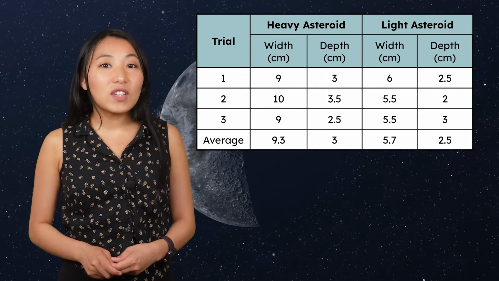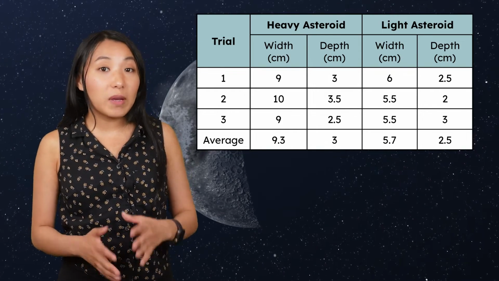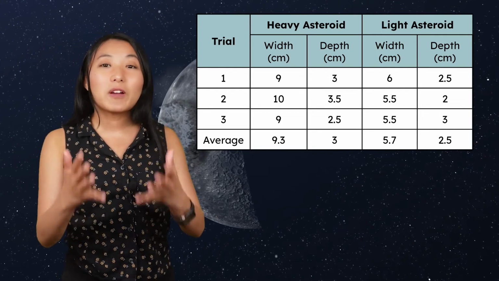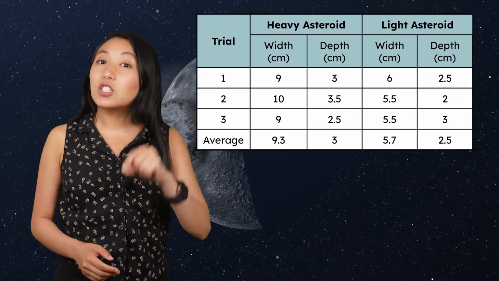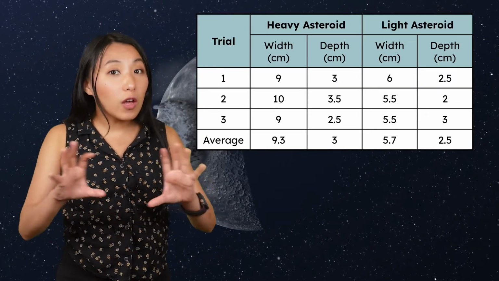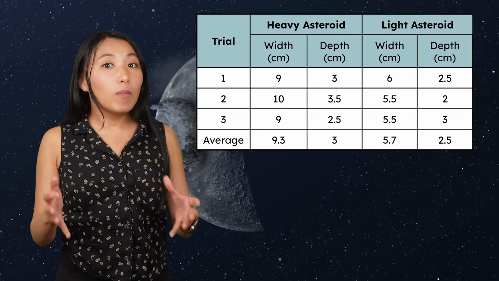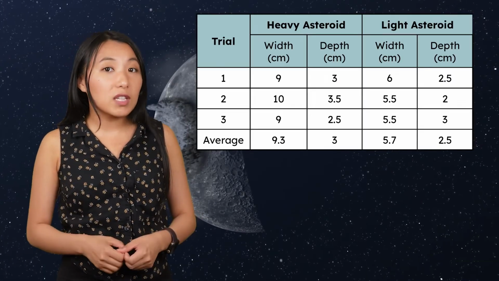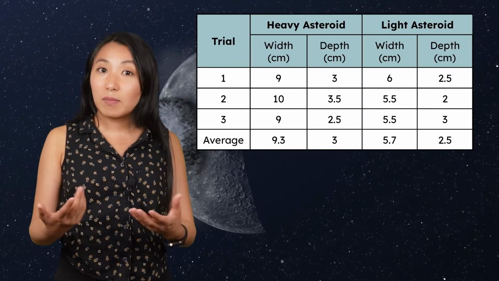How much the mass of the asteroid affects the size of the crater depends on many factors, but experimentally we can show that mass does matter. Even when all other variables are held constant, more massive asteroids will do more damage to the surface than less massive ones.